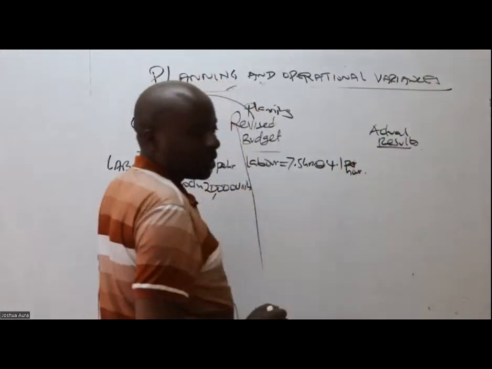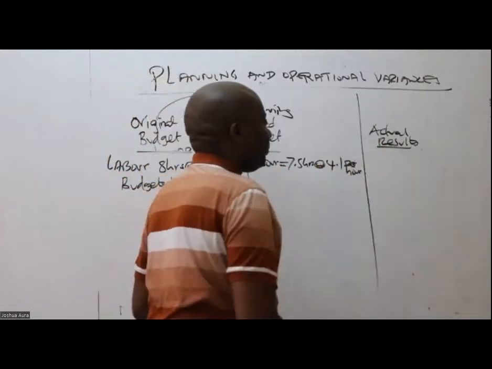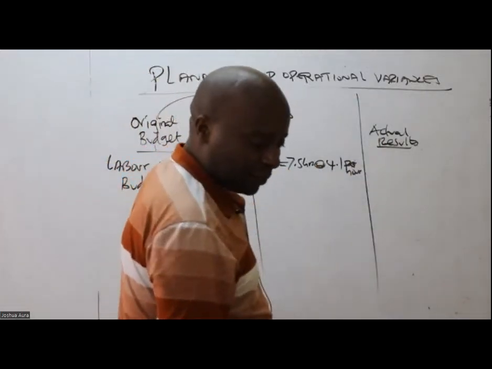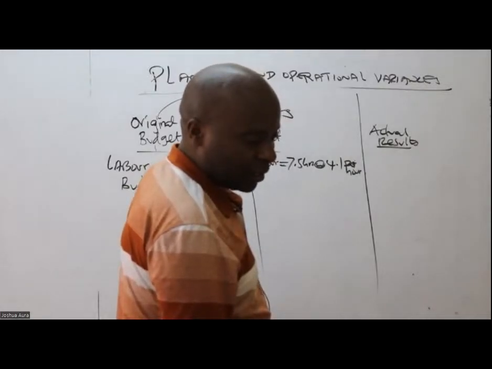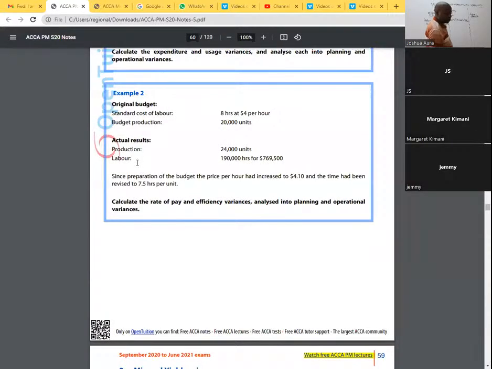Great. And then the actual results have been given. Straightforward, really. The actual production there is 24,000. And then we have labor, 190,000 hours, for $769,500.